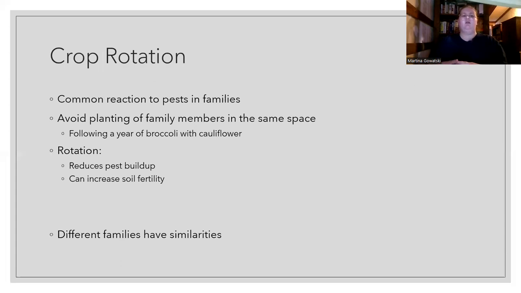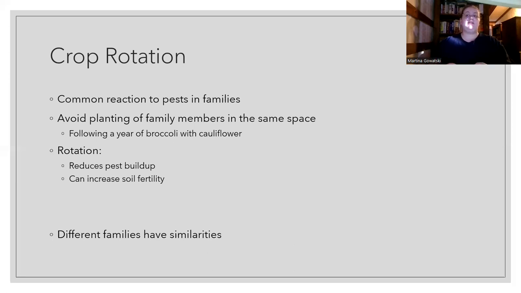Now let's talk about another very knowledgeable, and applicable way of using plant families, which is crop rotation. Common reactions to pests are known to exist within families. This can be reduced by using crop rotation, as it will avoid pest buildup. This avoidance can be done by rotating your plants. For example, don't plant broccoli one year and then plant cauliflower the next, because they are so closely related that you will have additional pest buildup.